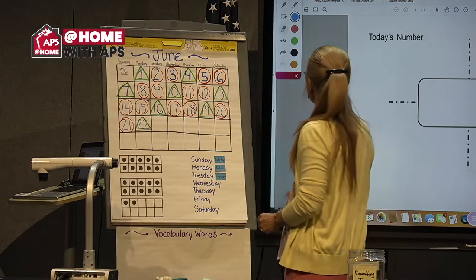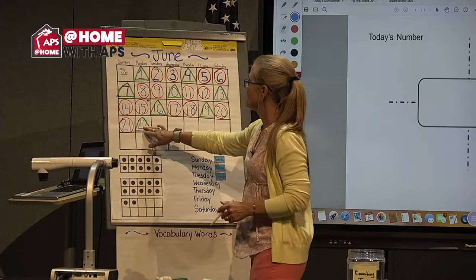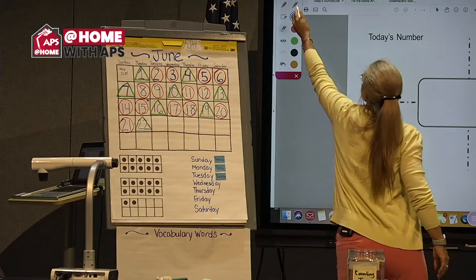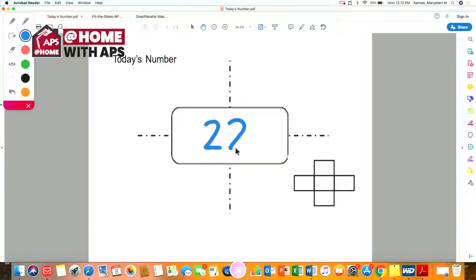The other thing that we're going to do is something called today's number, and we'll be doing this each time. So today's number is 22. So I'm going to write a 22 in the middle of our box. That's the number we're working with today.